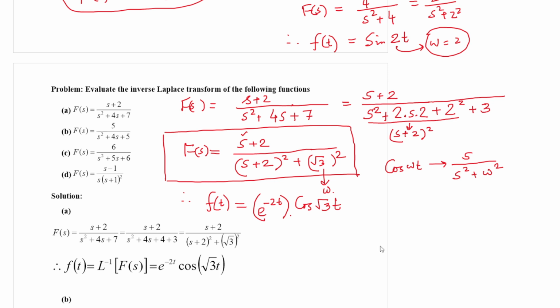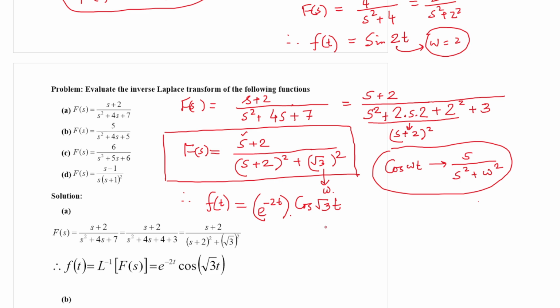So let us recap one more time. We have compared this form, s plus 2 divided by s plus 2 whole square plus root 3 whole square, with this standard cosine transformation. If you compare these two, we can understand that omega is equal to root 3.